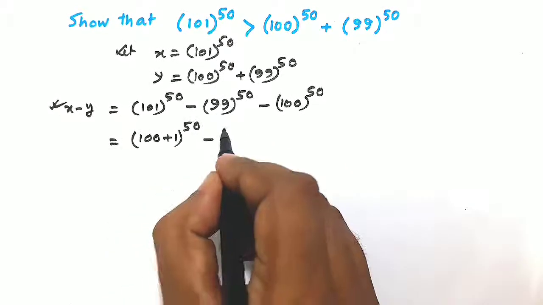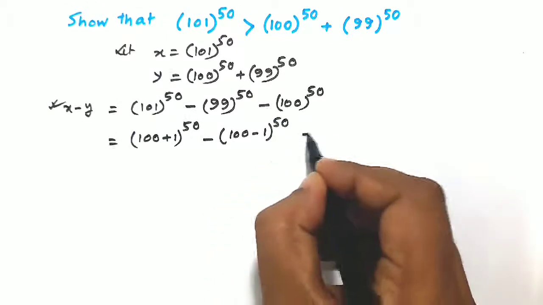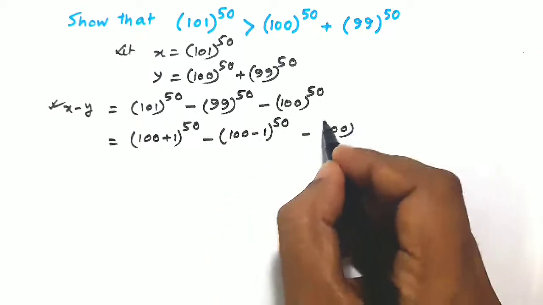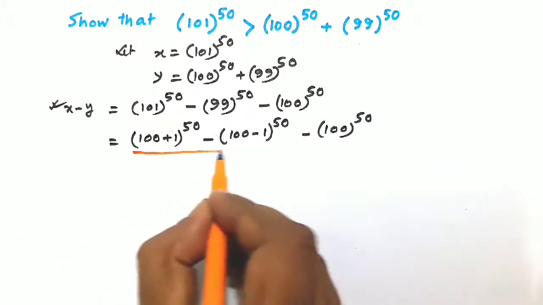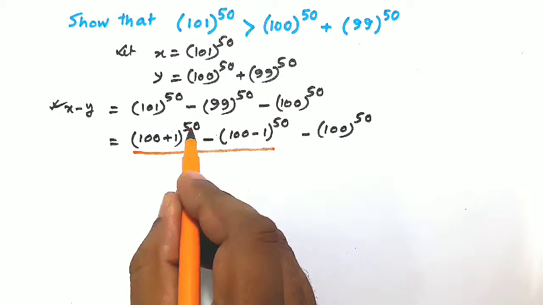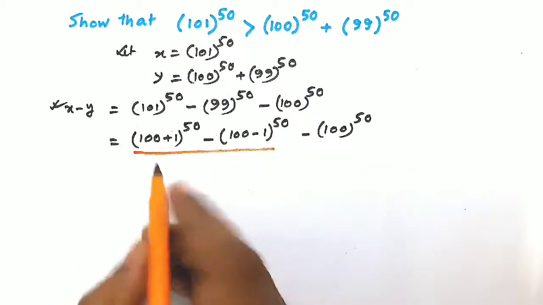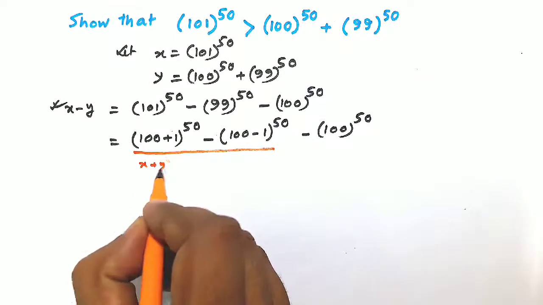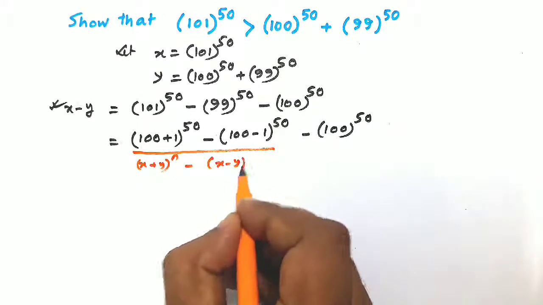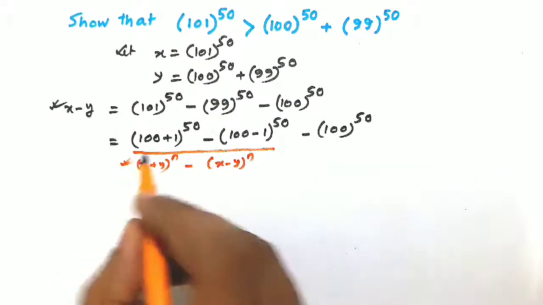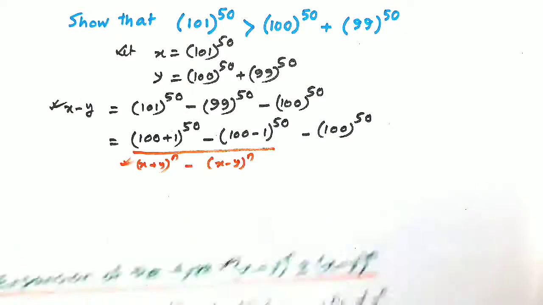Minus 99 can be written as 100 minus 1 whole to the power 50 minus 100 to the power 50, as usual. Now this part, the first two terms, 100 plus 1 whole to the power 50 minus 100 minus 1 whole to the power 50, is of the pattern (x plus y) whole to the power n minus (x minus y) whole to the power n. So it was actually expanded earlier.